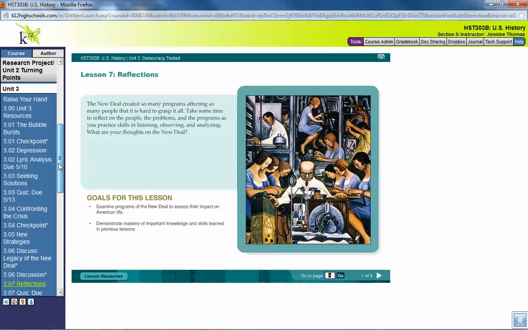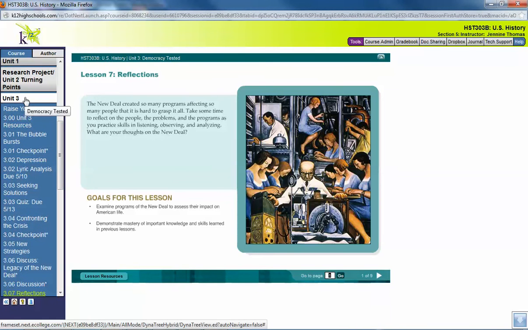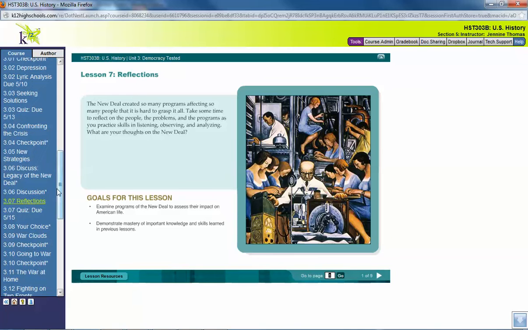To get to this lesson, go into your course, click on the Unit 3 tab, scroll down and click on 307, Reflections. In this lesson, we're going to be examining programs of the New Deal to assess their impact on American life and demonstrate mastery of important knowledge and skills learned in the previous lesson.